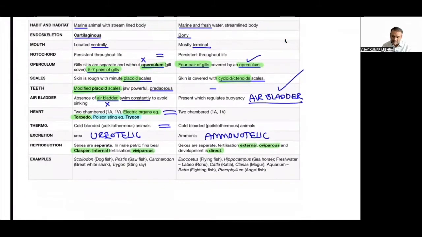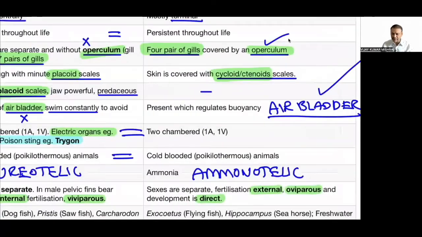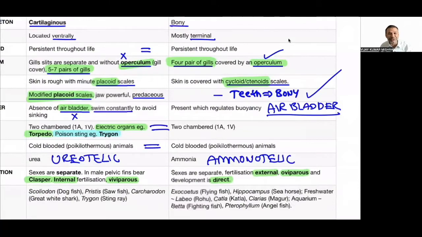Okay, the teeth is going to be present. Teeth is obviously going to be present. Teeth is going to be a modified placoid scale in case of cartilaginous fish. The teeth is also going to be present here in case of bony fish, but you should know this particular teeth which is present, it is going to be bony, because the endoskeleton of these organisms is always made up of bone, because it's a bony fish, you know, common sense.